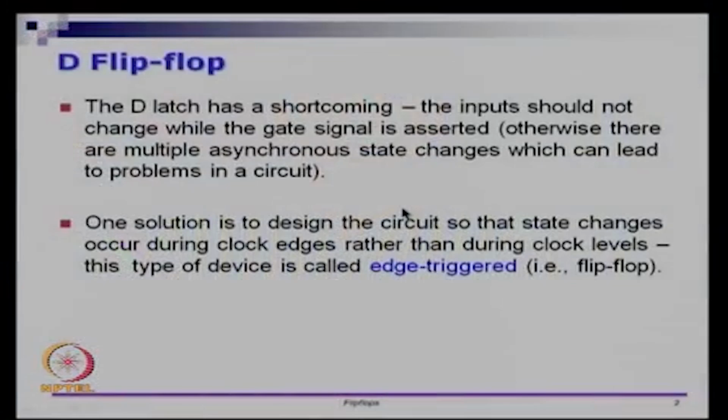Instead, we will design a circuit which will ensure that Q will change only during the clock edges rather than during the clock levels. Instead of a latch which is changing Q as long as the latch is enabled, we will ensure that Q in a flip flop will change only when the clock comes in. At the time of the clock, if there is anything in D, we will capture that. Any further changes in D will not be captured till the next clock comes in. So this is called a D flip flop.